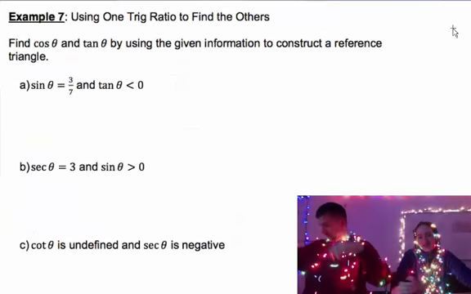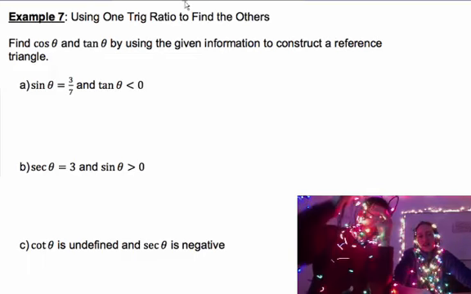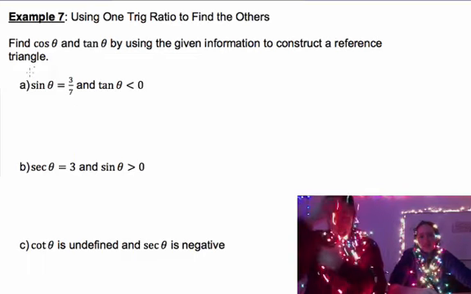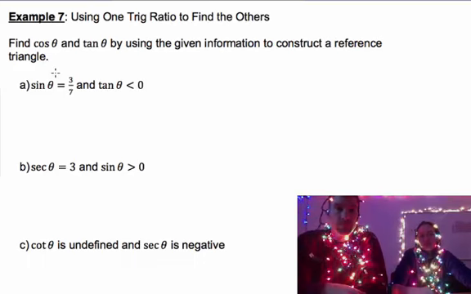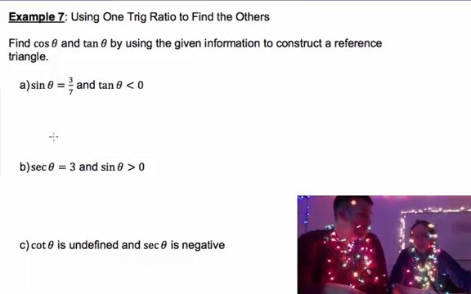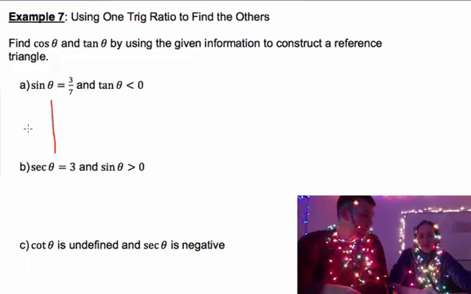Example 7: using one trig ratio to find the others. Find cosine theta and tangent theta using the given information to construct a reference triangle. So what we're going to do is not use our calculator because they gave us plenty of information for us not to have to. Calculators just make us round unnecessarily, giving approximate answers instead of exact ones.